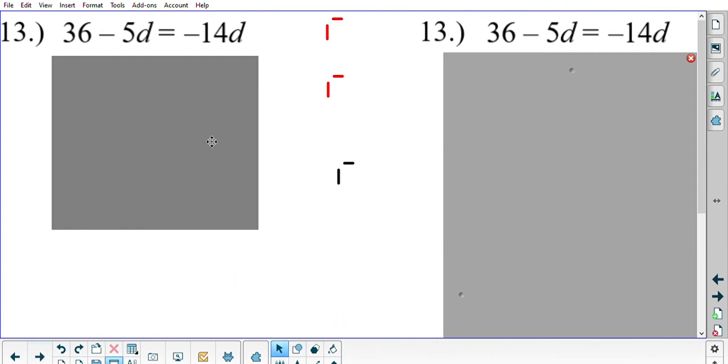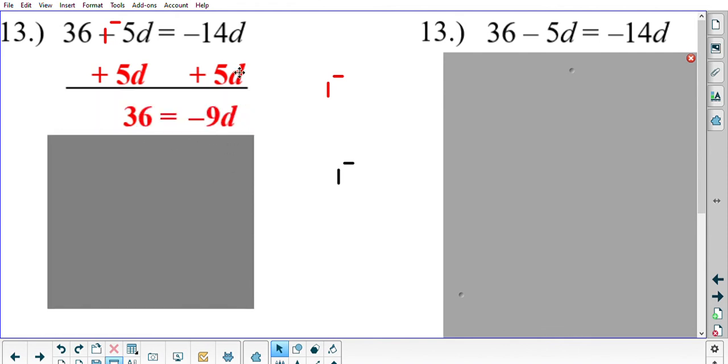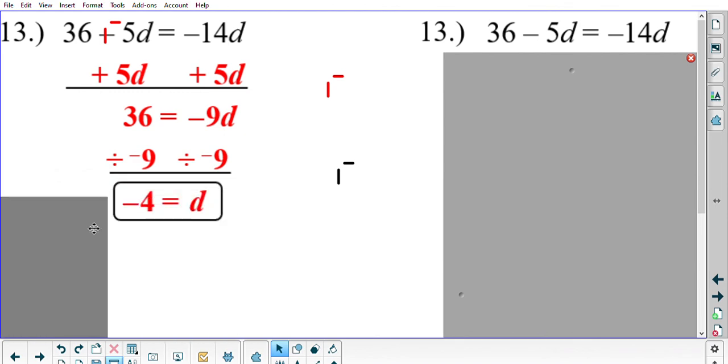Okay, number 13. You could add positive 5d on both sides. I hope you see why. Negative 5d plus 5d gives you 0. That's going to give you negative 9d. And then you'll divide by negative 9, and you'll be done. So, really, that's the best way. By far, that's the best way.